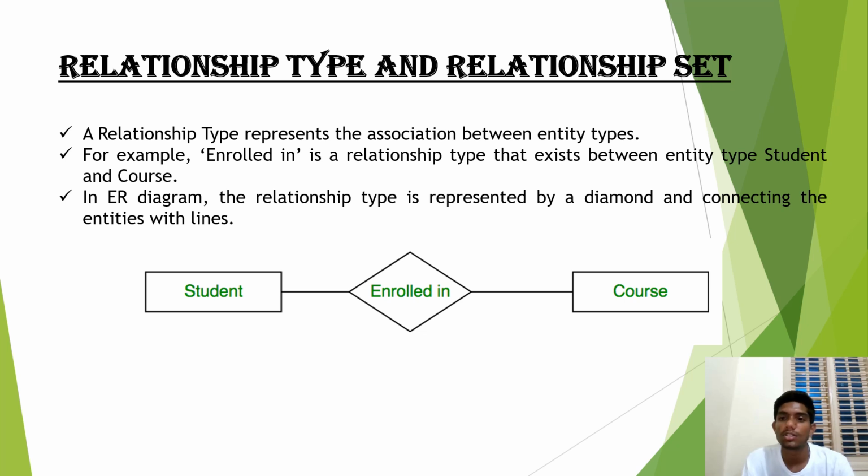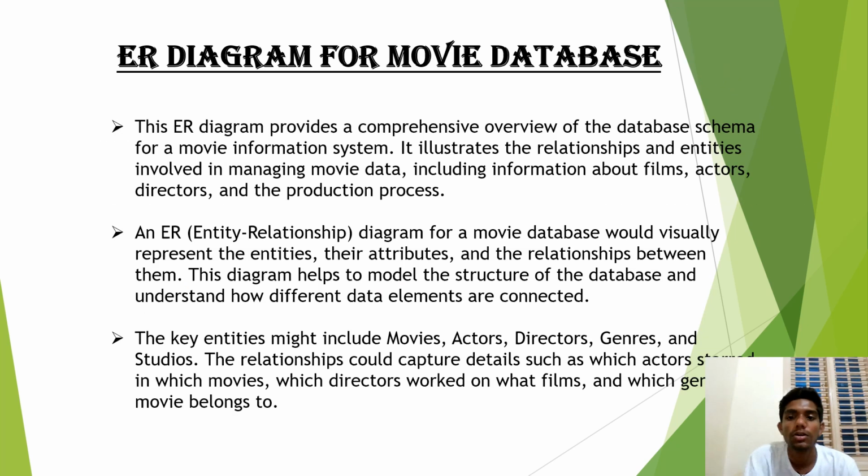Relationship type and the relationship set. A relationship type represents the association between entity types. For example, here the student and the course. Student enrolled in a course. Enrolled in is a relationship type that exists between entities such as student and the course. In ER diagram, the relationship type is represented by diamond and connecting the entities with the lines.